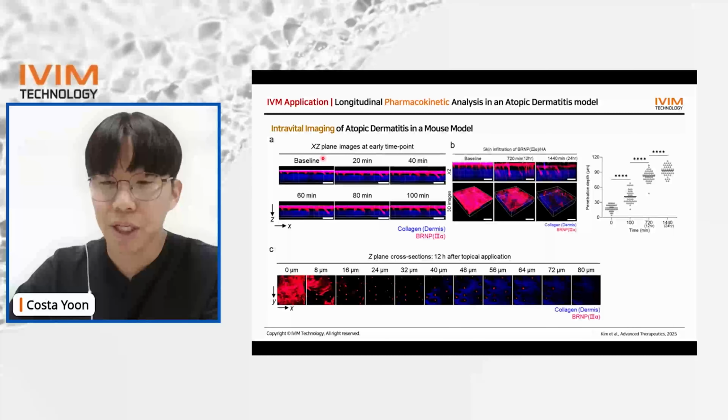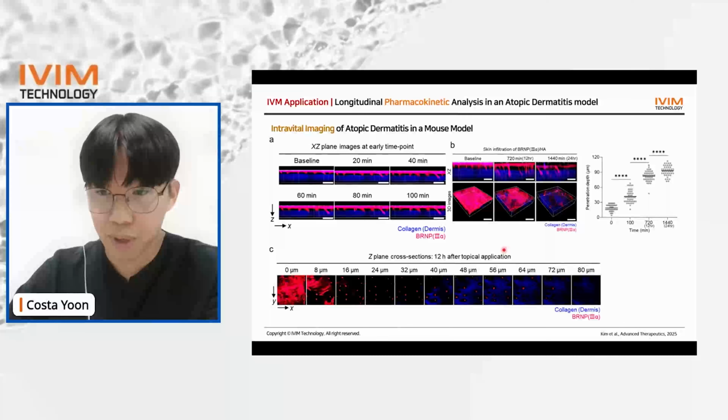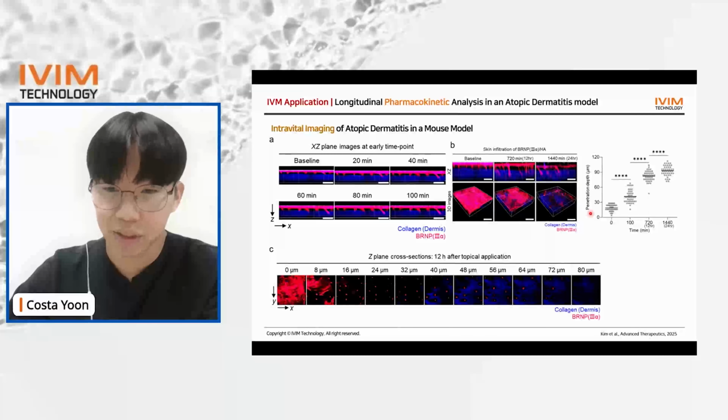Figure A shows images acquired every 20 minutes from right after application to a total of 100 minutes. Over time, the drug signal gradually entered the skin through the hair follicle. To evaluate long-term penetration, imaging was also performed at 0, 20, 12, and 24 hours after application.